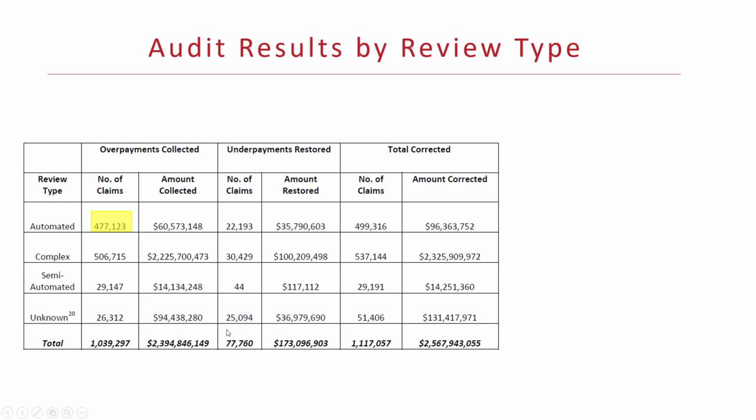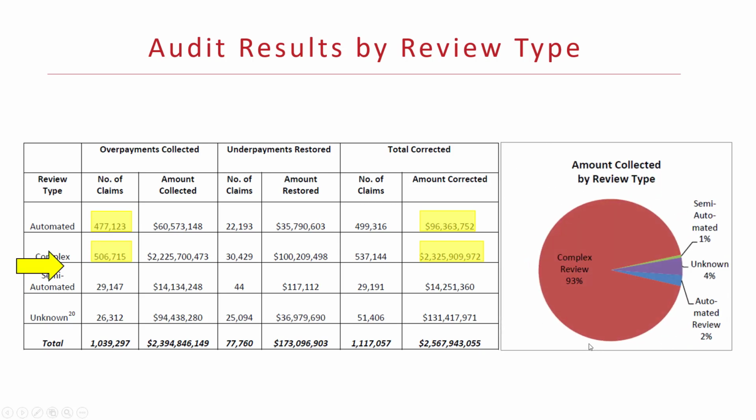Now, what I want you to notice is the number of claims in the automated review, and that they're very close to the number of claims in the complex review. But I also want you to notice that in the automated review, they were able to recoup or correct $96 million, while in the complex review, it was $2.33 billion almost. So what we're seeing is that the complex reviews, even though they're almost the same number as the automated reviews, make up 93% of all of the errors that are found, where the semi-automated and automated only make up for 3% of those.